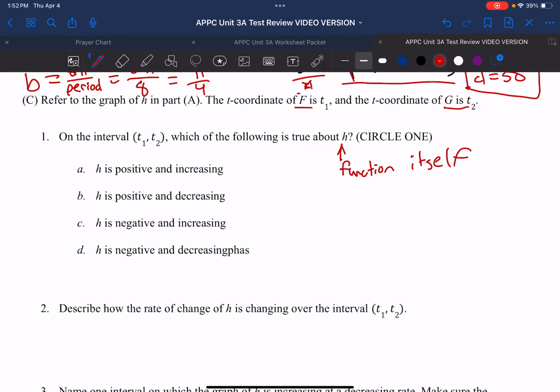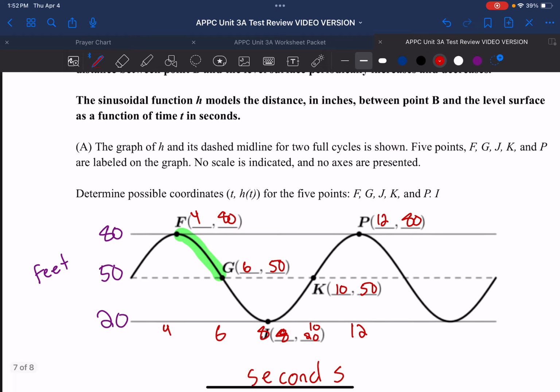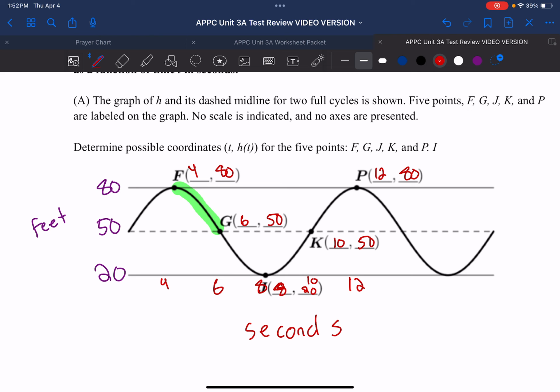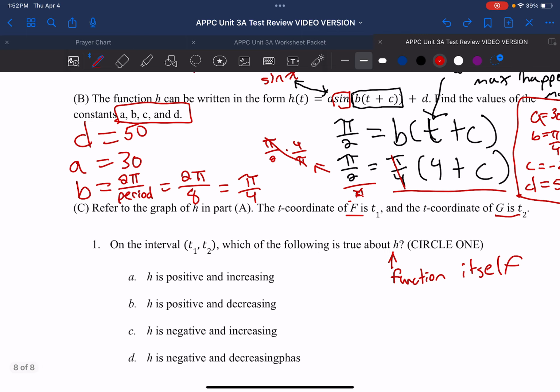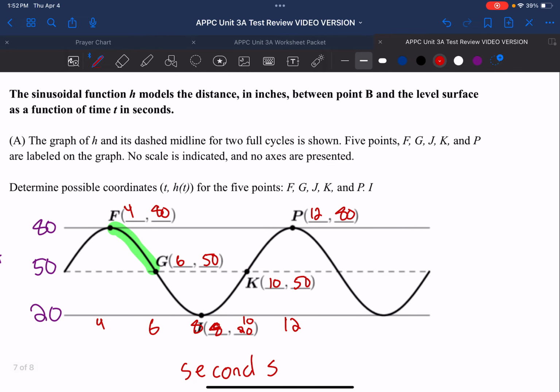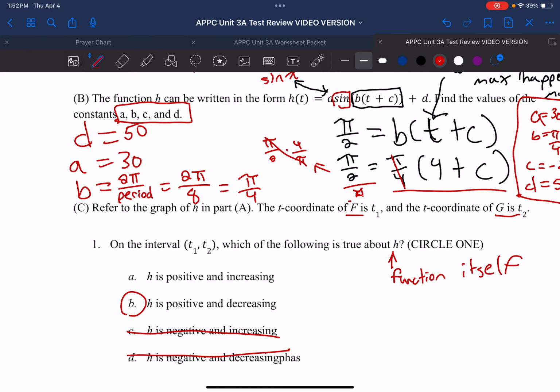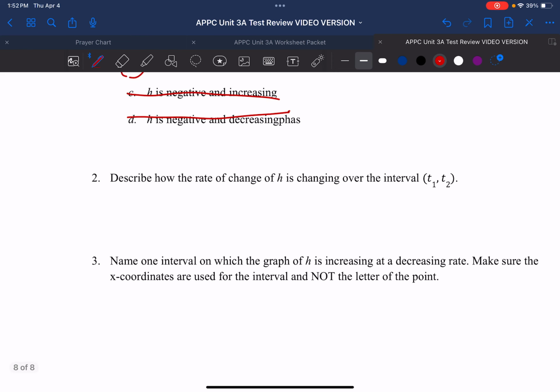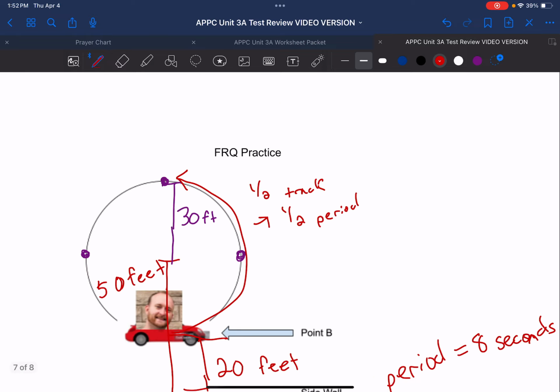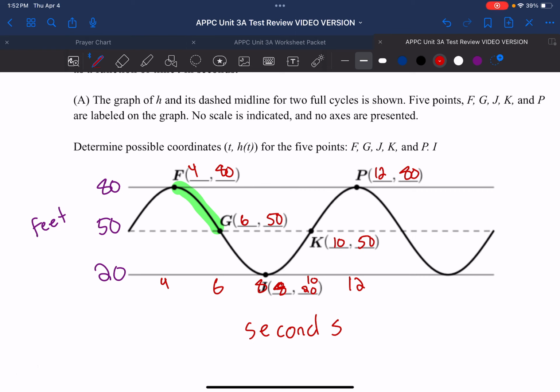So, when I look here then, well, my values are between 50 and 80, which are all positive values. So my function is positive. I can cancel out these two. And my function is going down, right? It's decreasing. And then here, this is describing how the rate of change of H is changing over the time interval. So we're still looking between F and G. And remember, we're looking at concavity. This part right here is concave down, like a frown.